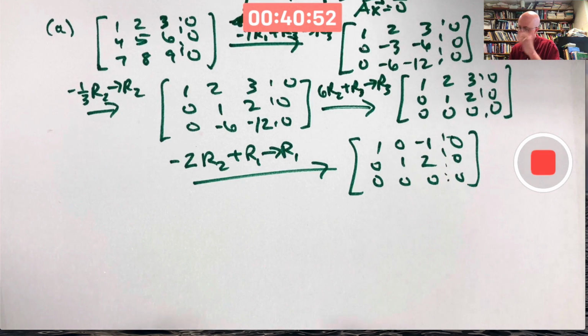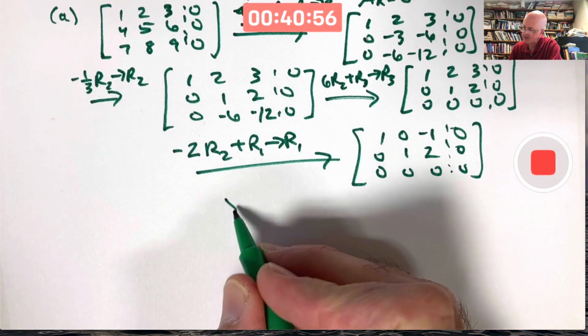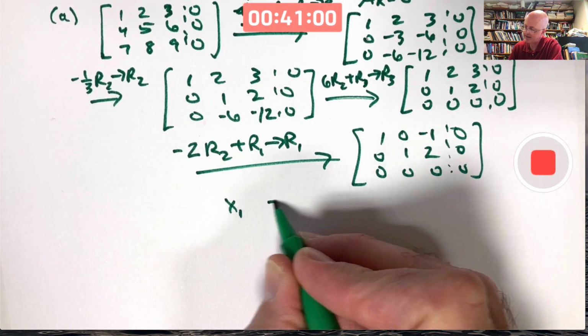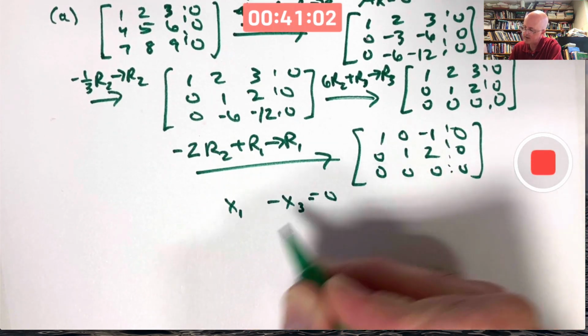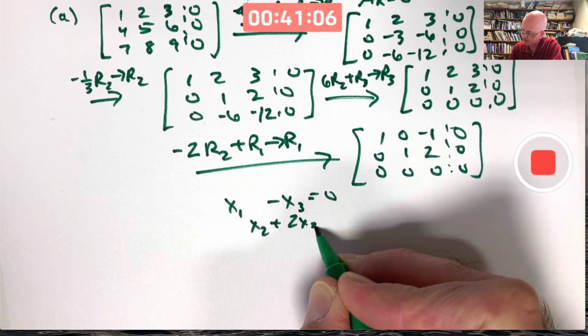Here's a common place people make mistakes. You need to think about what are the corresponding equations here. If I'm using x1, x2, and x3, this first line means x1 minus x3 equals 0. The second line means x2 plus 2x3 equals 0.